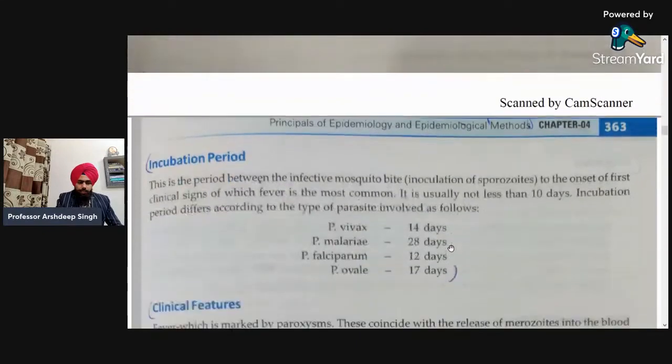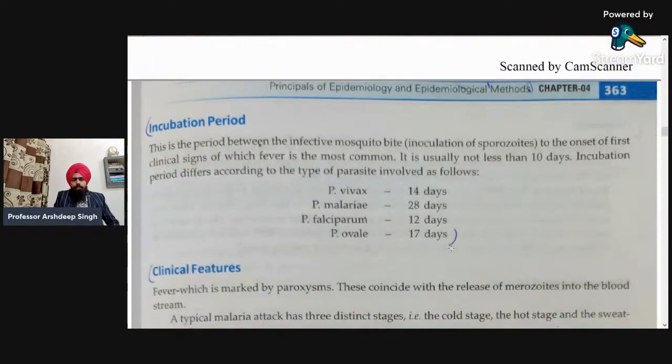Okay. Next is the incubation period. That is an important question that is asked in viva by the different external examiners. So what is the incubation period of the causative organism of malaria? It is different for the different species. First, Plasmodium vivax, it is 14 days. Plasmodium malariae, it is 28 days. Plasmodium falciparum, it is 12 days. And Plasmodium ovale, it is 17 days. Okay, so Plasmodium vivax 14, malariae 28, falciparum 12, and ovale 17. So that was all about the incubation period.